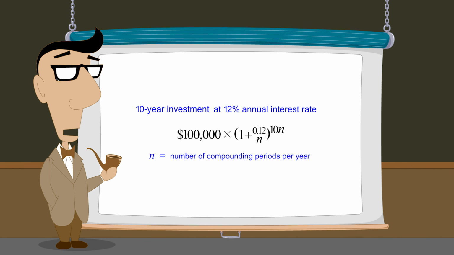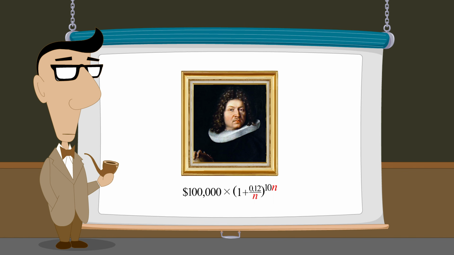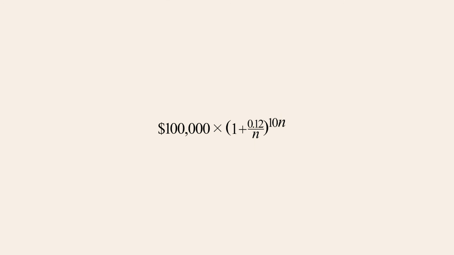So like Jacob Bernoulli, let's see how our investment growth changes as we increase n, the number of compounding periods per year, thereby decreasing the length of the compounding periods. We will start by calculating the amount of principal growth if interest is compounded annually during the 10 years. Since the principal is compounded once a year, n, the number of compounding periods per year, is 1.